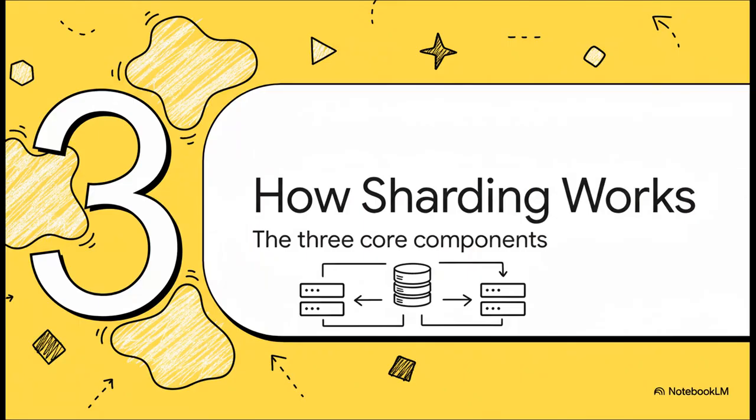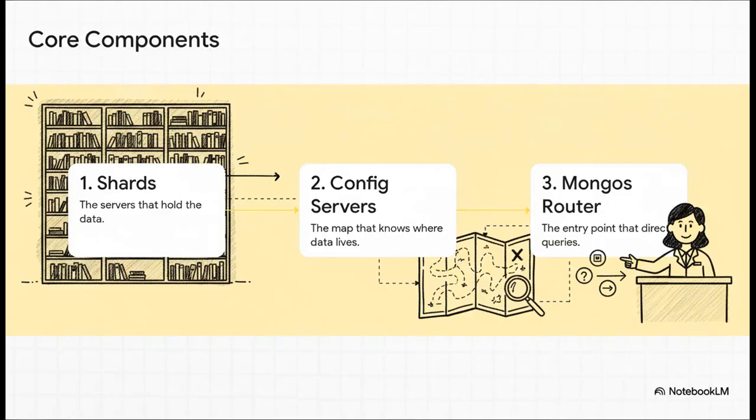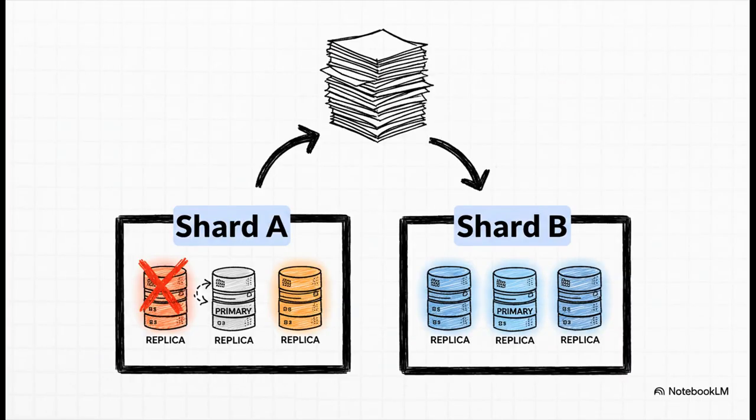Okay, so we get it. We need to split our data across a team of servers. But how does MongoDB actually pull this off? How does it keep everything organized? Well, it all comes down to three core components. I find it's easiest to think of it like a giant, super organized library. You've got your shards, those are the bookshelves, the things that actually hold all the data. Then you have the config servers. That's the library's map, or the old school card catalog. And finally, you have the mongos router, which is like the librarian at the front desk, telling everyone where to go.